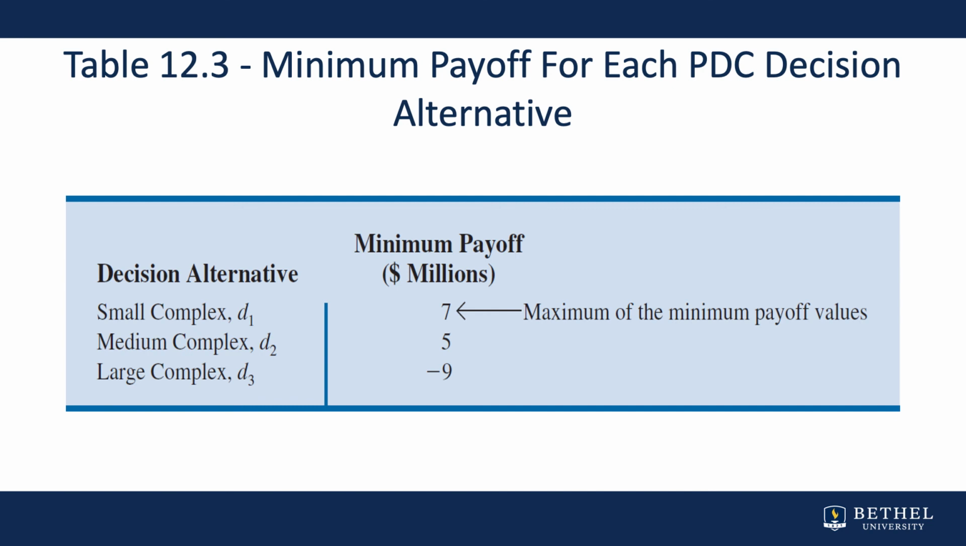If they choose to build the medium complex of 60 condominiums, then the maximum of the minimum payoff would be $5 million. Last but not least, if they choose to build the large complex of 90 condominiums, then the maximum of the minimum payoff would be negative $9 million. So if they build the large complex, then they have a chance of actually losing money versus making money.